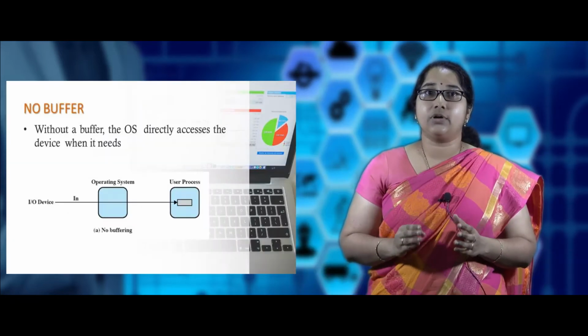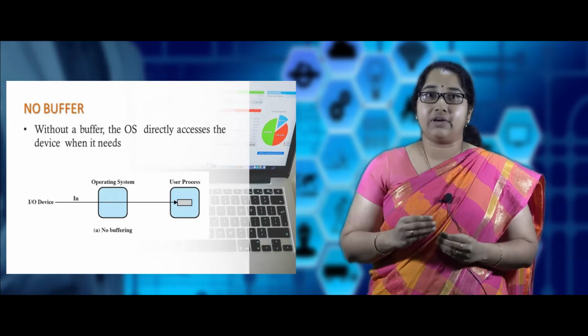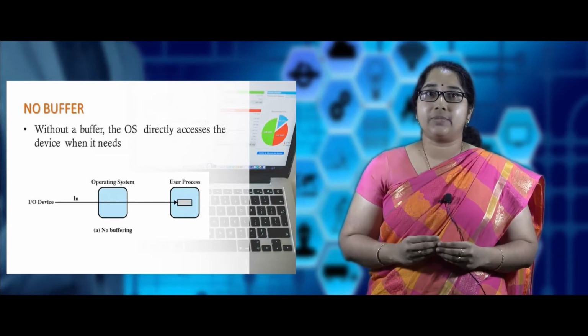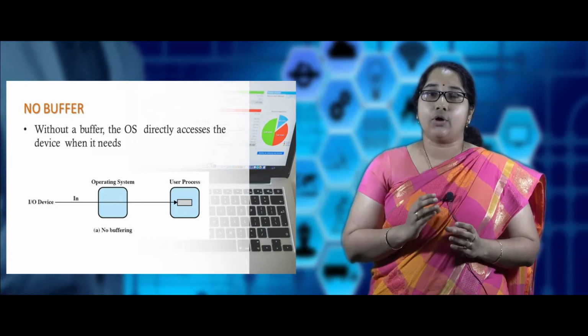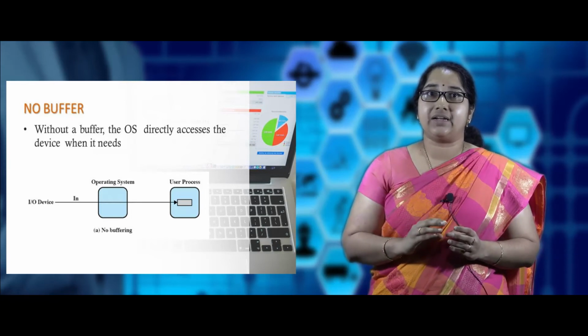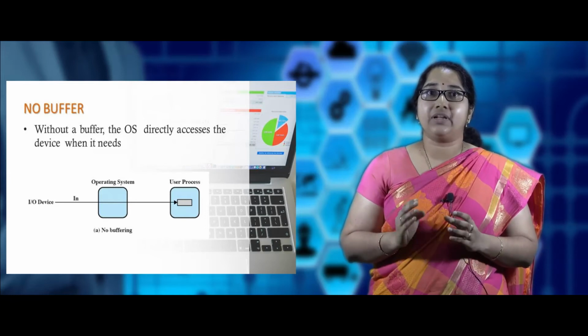Now let us discuss about how data transfer takes place by operating system in case of different buffers. The first example we will be seeing is when no buffer is present. When no buffer is present, the operating system will directly transfer data to the IO devices. In such cases, it won't be waiting for any buffer.